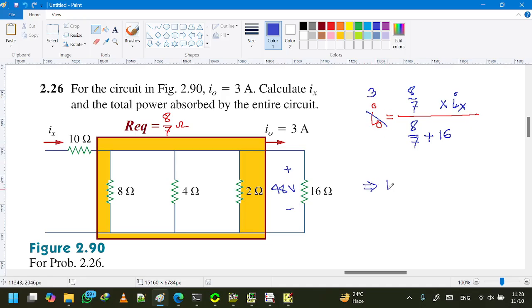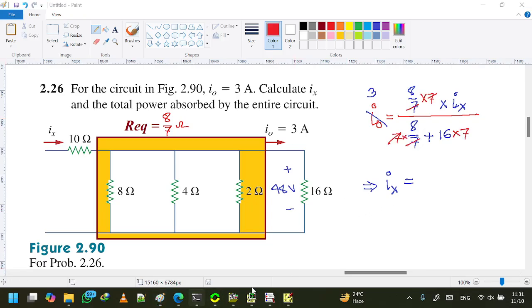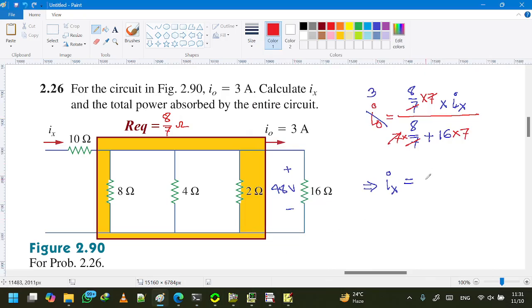So from here we can calculate the value of Ix. By doing the calculation, we see that Ix is 45 ampere.